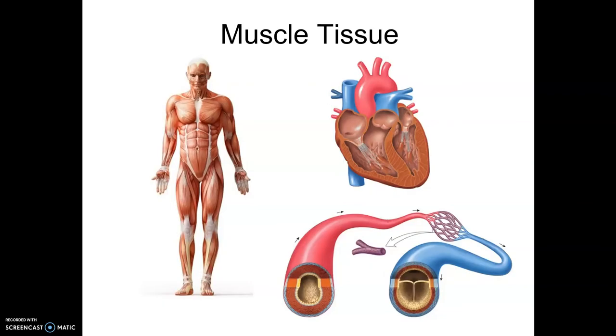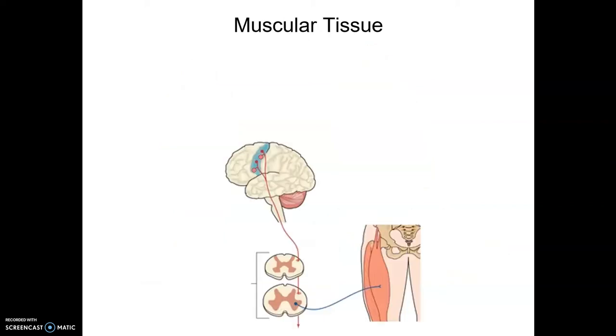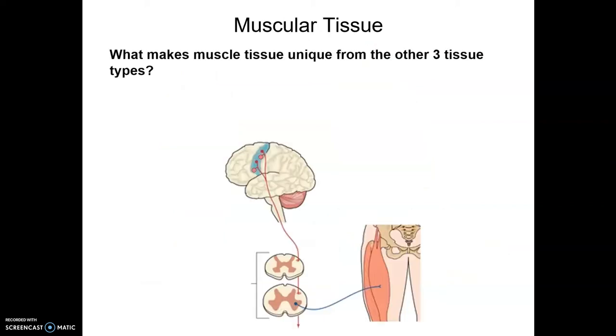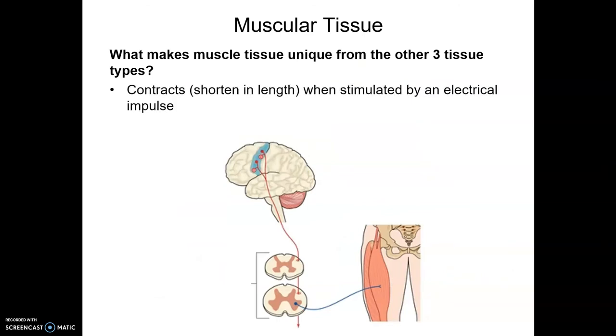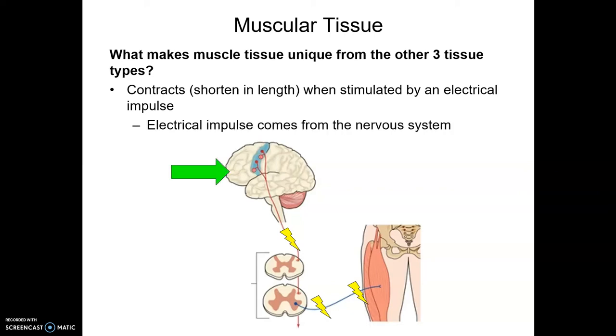In this lecture, we will discuss the third tissue type, muscle tissue. So what makes muscle tissue unique from the other three types of tissue? Well, muscle tissue contracts or shortens in length when stimulated by an electrical impulse. So where does the electrical impulse that stimulates muscles come from? The electrical impulse comes from the nervous system.